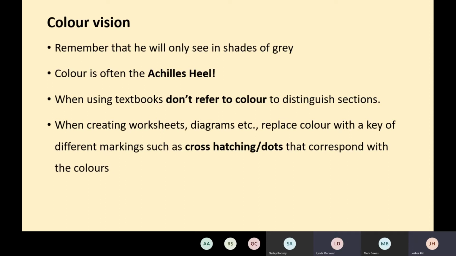Now, Eddie's colour vision is going to be a real difficulty for him in class because he's only seeing in shades of grey. Anything that uses colour is going to be difficult for him. So if in class there are textbooks that are in coloured sections, don't ask him to turn to the red section. He won't be able to do that. Find other ways of telling him what to do.